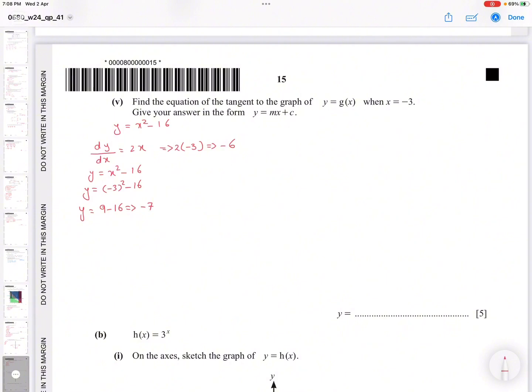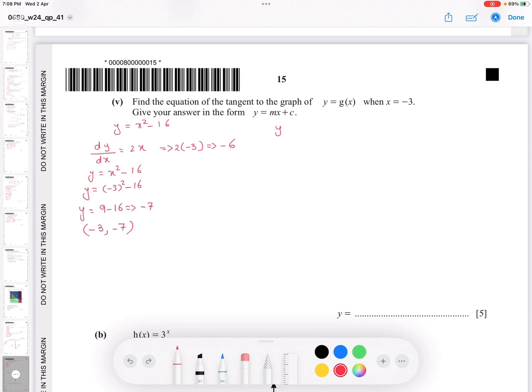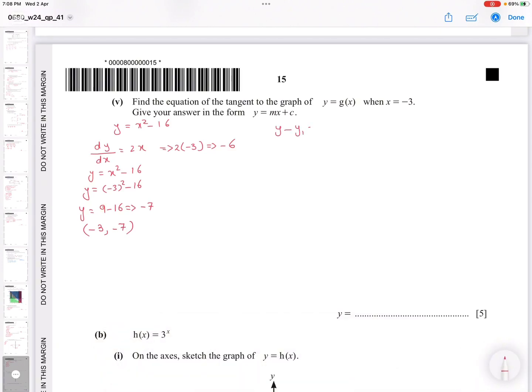So we have coordinates negative 3, negative 7, and now we are going to find the equation of the tangent in the form y equals mx plus c. So y minus y1 equals m times x minus x1. So y minus, you place the y coordinate which is minus 7, m you have already found out in the shape of dy by dx, that was negative 6, x minus, and your x is minus 3.